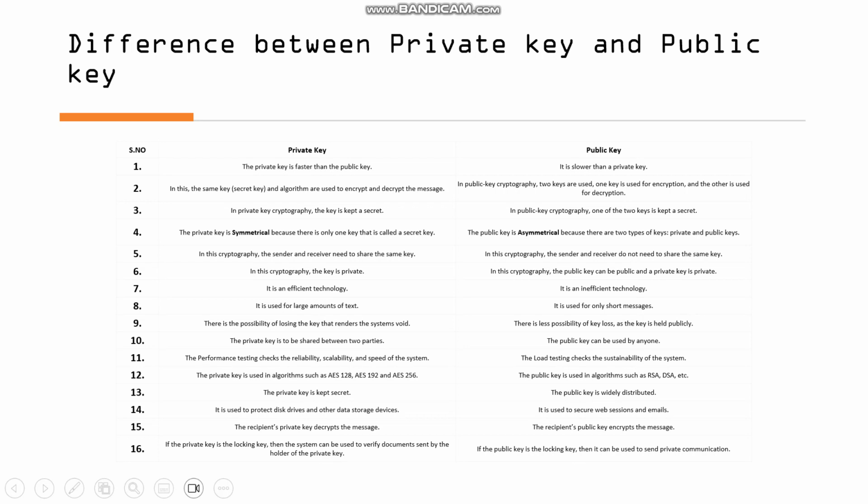The recipient's private key decrypts the message. The recipient's public key encrypts the message. The private key is the locking key, and then the system can be used to verify documents sent by the holder of the private key. The public key is the locking key, then it can be used to provide secure communication.